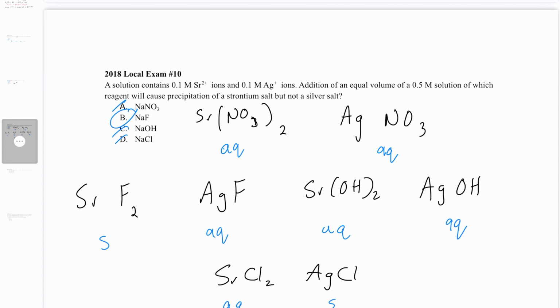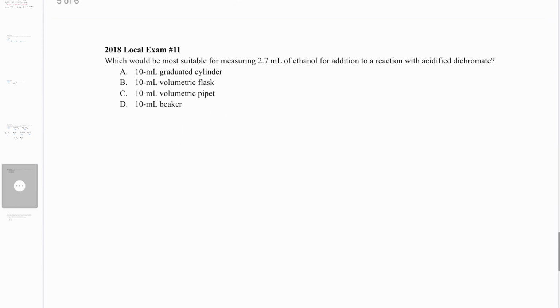Let's go to question 10. It asks us, which would be most suitable for measuring 2.7 mL of ethanol for addition to a reaction with acidified dichromate? One of these answer choices can be gotten rid of immediately, and that's going to be the beaker. The beaker should only be used for crude volume estimations. It's not really accurate, so you wouldn't use it to find the most accurate measurement.